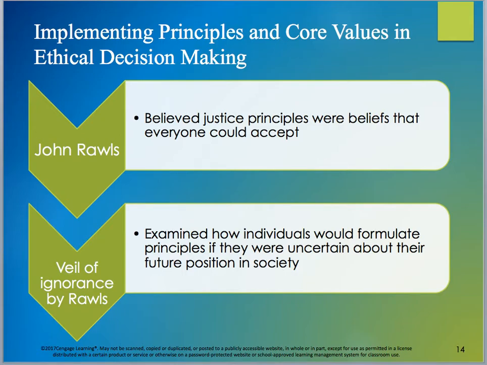Here are two concepts. You have John Rawls, who believed that justice principles were beliefs that everyone could accept, but there's a veil of ignorance, where he examines how individuals would formulate principles if they were uncertain about their future position in society. You should read more about that and do further research on the mindset in his theory.